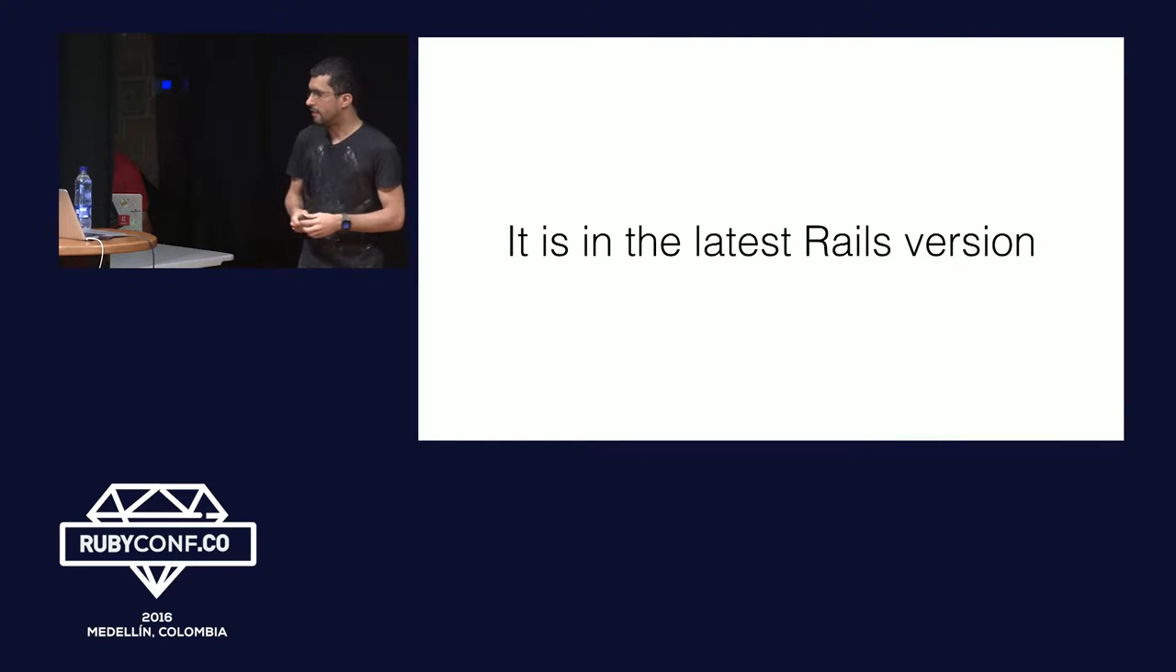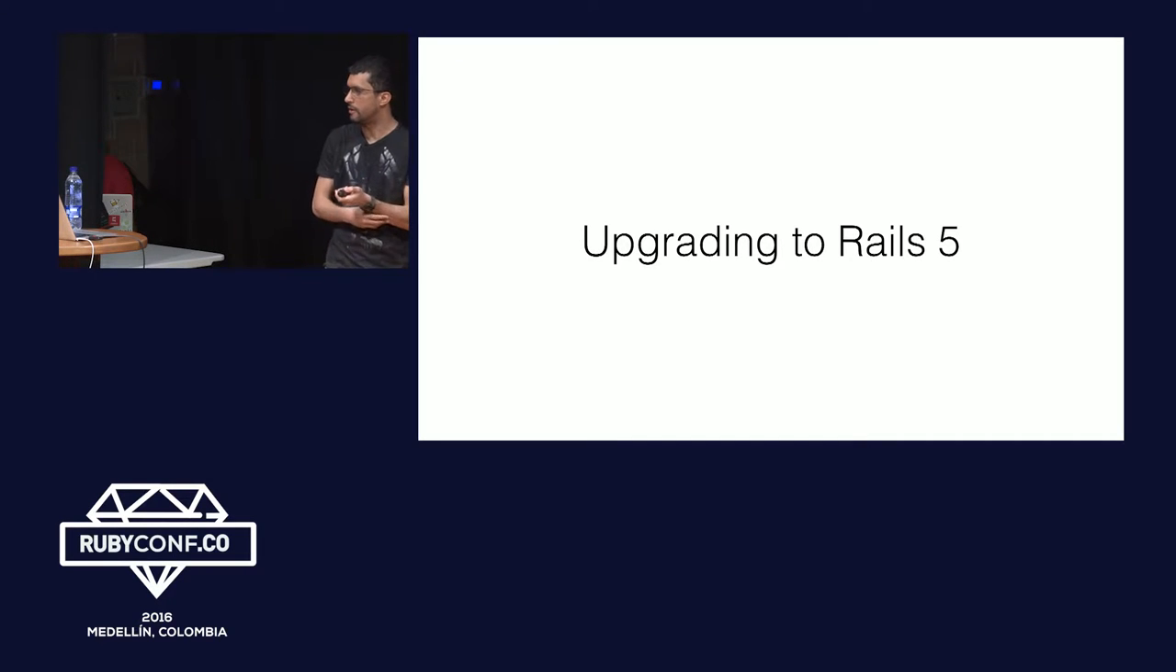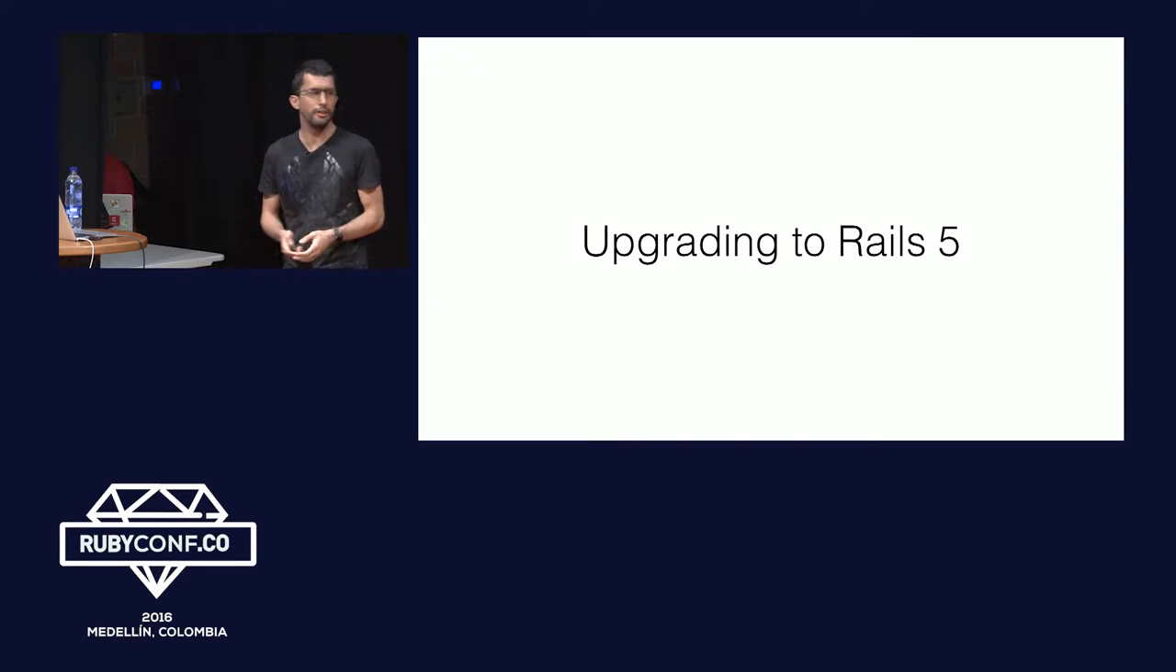So Shopify right now is on the latest Rails. It's running the Rails 4.2 version in production since August of 2015. And Rails 4.2 was released in December of 2014. So we are really close to that version. And we are in the process of upgrading to Rails 5. So this is what I'm going to talk to you about today.